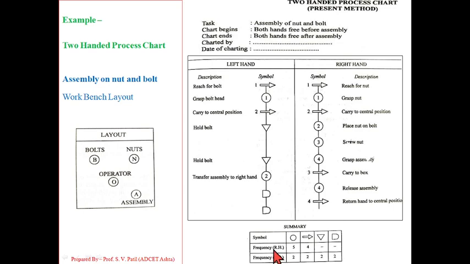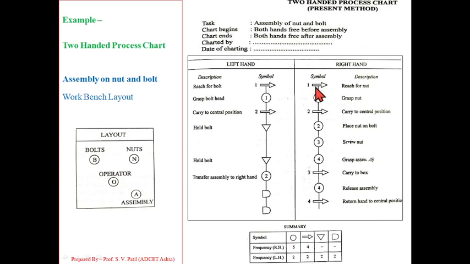In the first column, we are supposed to mention the symbols for right hand and for left hand. Then we are supposed to mention the frequency of those symbols. So for the right hand, we have used that operation symbol 5 times: first time, second time, third time, fourth time, fifth time. So frequencies are 5. Already I have told you, do the small correction over here. Instead of 4, refer to this as a 5.